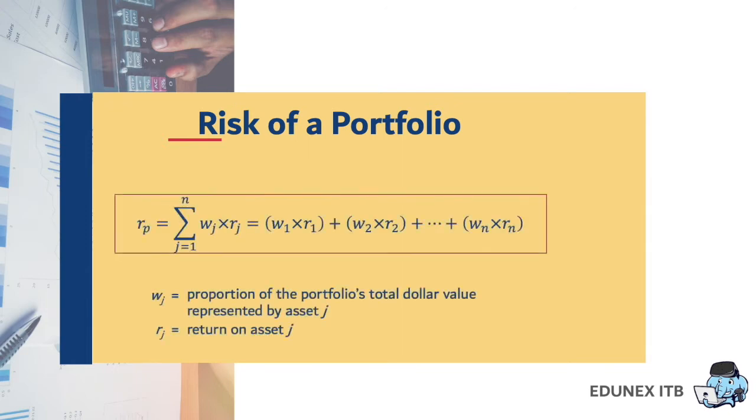In contrast to calculating return for single asset, in portfolio we must consider the proportion of the weighted average of the return in each asset to total portfolio. So here's the formula for portfolio return. As you can see, it multiplies each return with each weighted average.